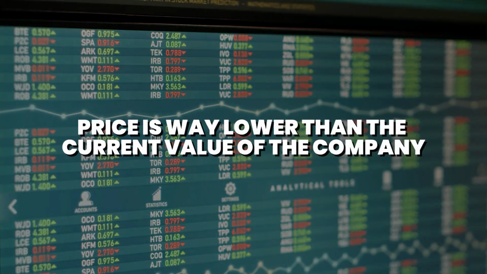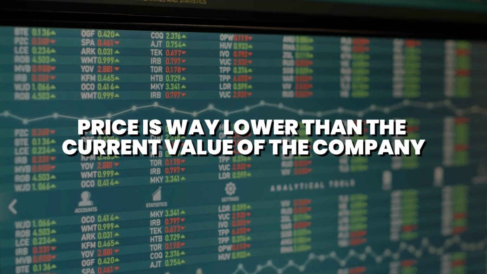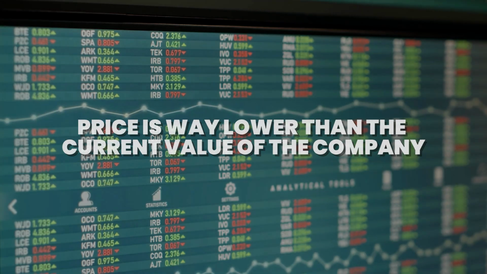So what you're really looking for is to make sure that the price is way lower than the current value of the company. Some people recommend maybe 20-30% lower, so that way even if your number is wrong, you're still safe and you can still make a return on your investment.